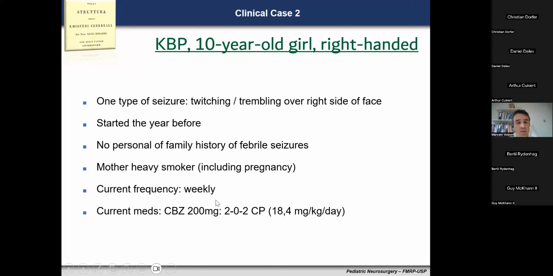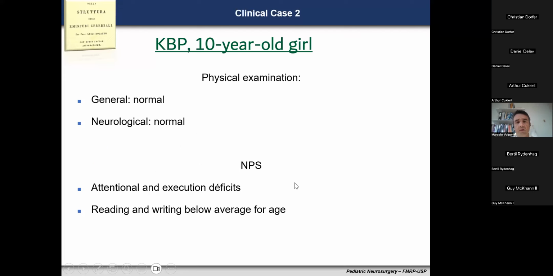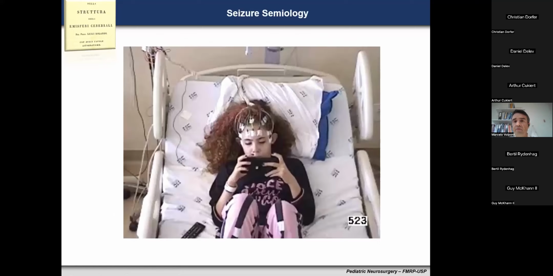She's still seizing weekly, but she spent at that time months without having seizures, and she was only on carbamazepine, regular dose. She didn't have any general neurological alterations in the examination. Her neuropsychological testing wasn't that altered. She was just a little bit below average for age for reading and writing. The reports mentioned attentional deficits, but she performed quite well. She went to a regular school, so she didn't have any major problems in that field.